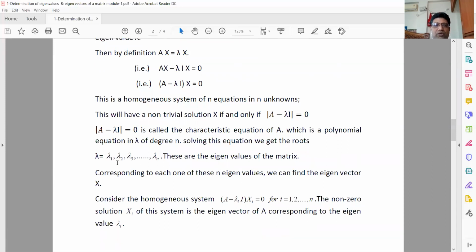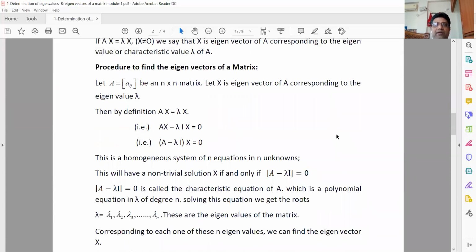Now corresponding to each and every eigenvalue, we have to calculate the corresponding eigenvector. To calculate the eigenvector, we will plug in these lambda values one by one into the system. What is that system? It is (A minus lambda I) x_i equals 0 for i equals 1, 2, 3, up to n. That means I will substitute the first lambda 1 value here so that I will get the corresponding eigenvector. For lambda 1, I will get the corresponding eigenvector. Similarly, I will substitute lambda 2, I will get the next eigenvector. So this is the procedure to solve the eigenvectors of a matrix.